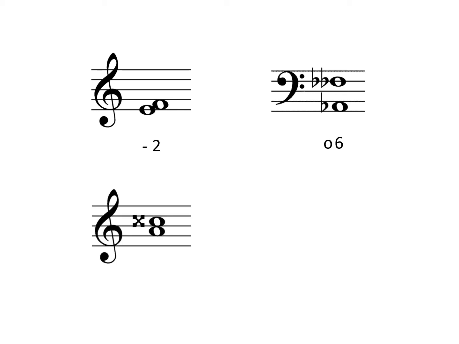In this interval, the number is 3. The lower note is A, and the third note of the A major scale is C sharp, which would make a major third. This is C double sharp, a half step higher than C sharp, and so the quality is augmented.